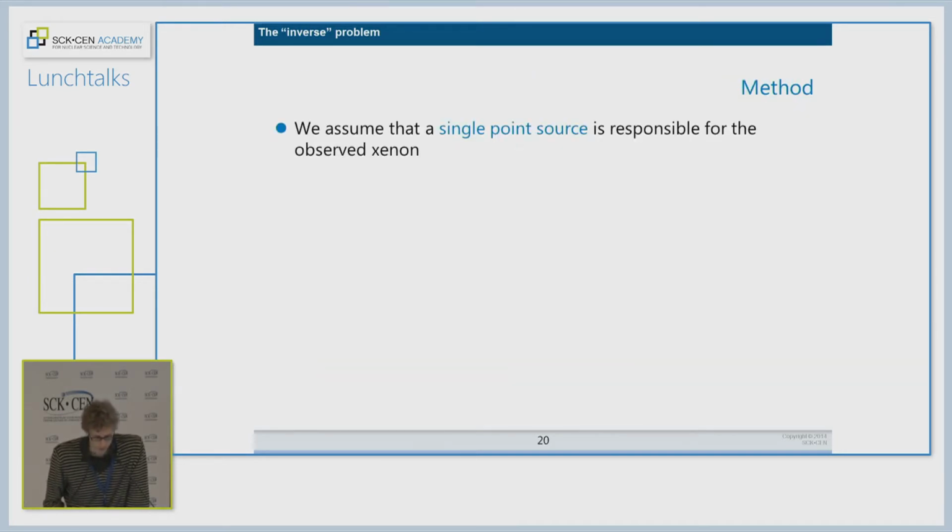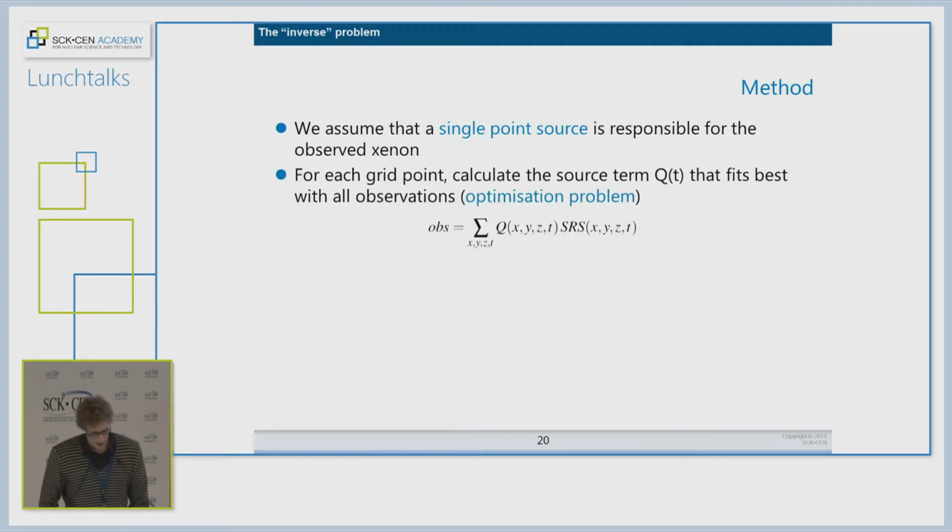The method for doing that is the following. We assume that a single point source is responsible for the observed xenon, and then we have an optimization problem. So for every grid box, for every grid point, we calculate the source term that fits best with all the observations. So we try to find a cue where we find the best match with the observations, and the SRS fields are what is obtained by the atmospheric transport model.